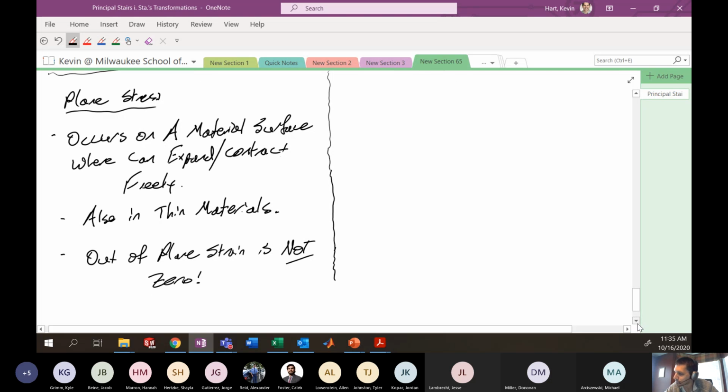Let's compare that to plane strain. Plane strain is going to occur deep within a material where it doesn't have the ability to move freely. So this usually happens deep within a material in thick pieces.